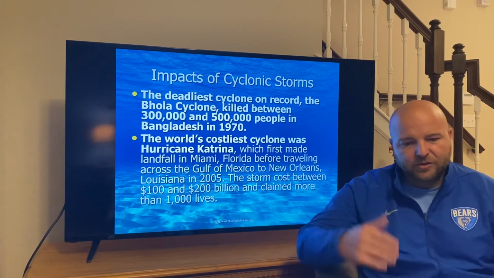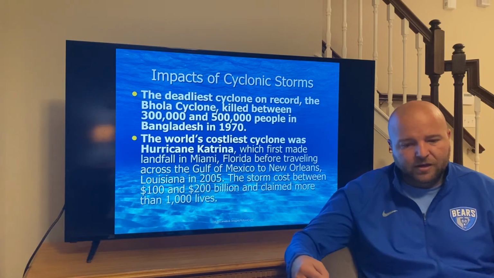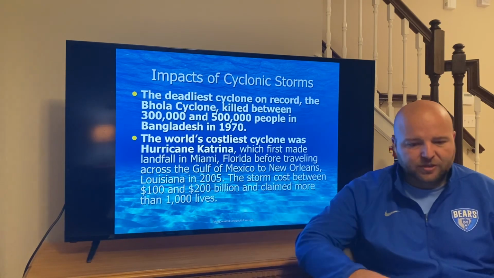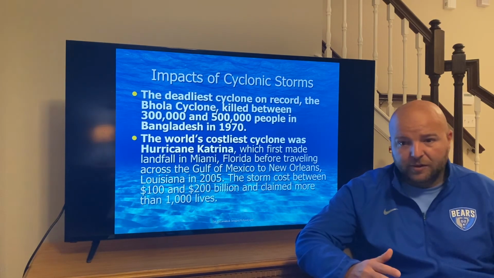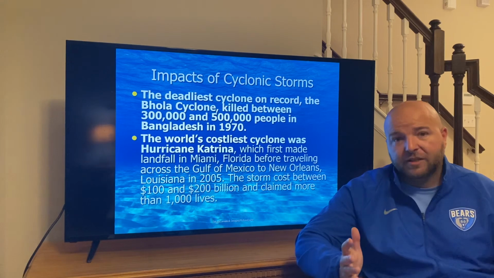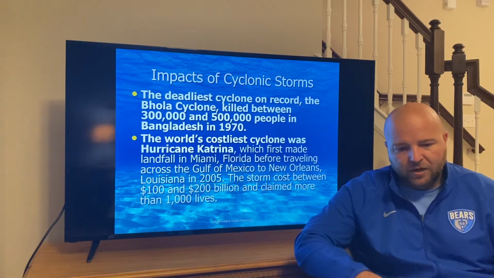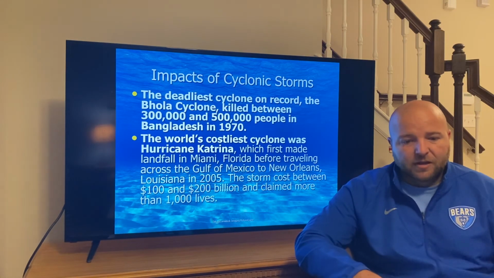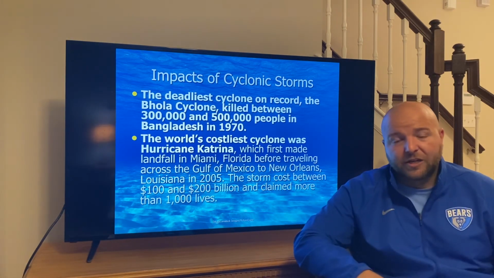So Katrina was the costliest hurricane. Landfall initially in Miami, and then it traveled across the Gulf of Mexico to New Orleans. It was not necessarily expected to hit New Orleans at first, and made a quick little shift right at the end there, which was part of what made it as deadly as it was. The storm cost between 100 and 200 billion, and claimed more than 1,000 lives. We'll be watching a documentary about Katrina in class as well.